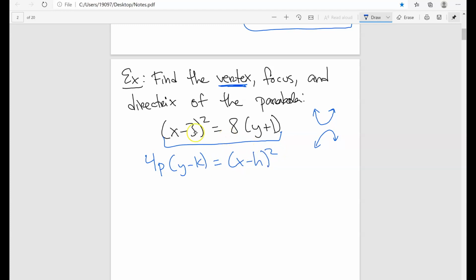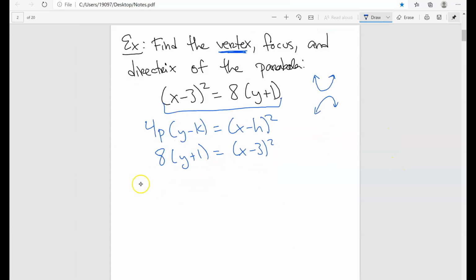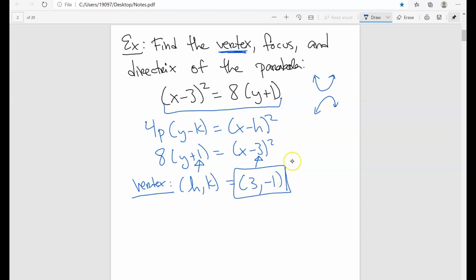All right, so now let's rewrite this in the form that I want it in. So all I got to do is just flip it. So flip these guys, so you'll have 8y plus 1 is equal to x minus 3 squared. So that way it's easier to compare. So remember that the vertex for the parabola is going to be h comma k. In this case, h is equal to 3 and k is equal to plus 1, but we're going to switch it to negative 1. So that's going to be the vertex of this parabola.